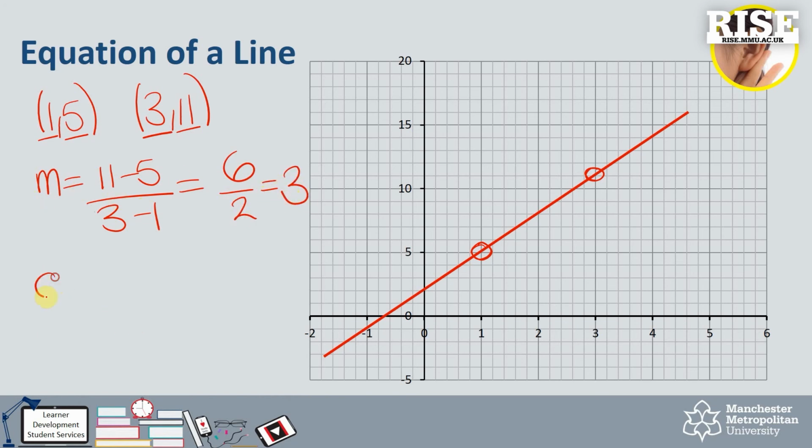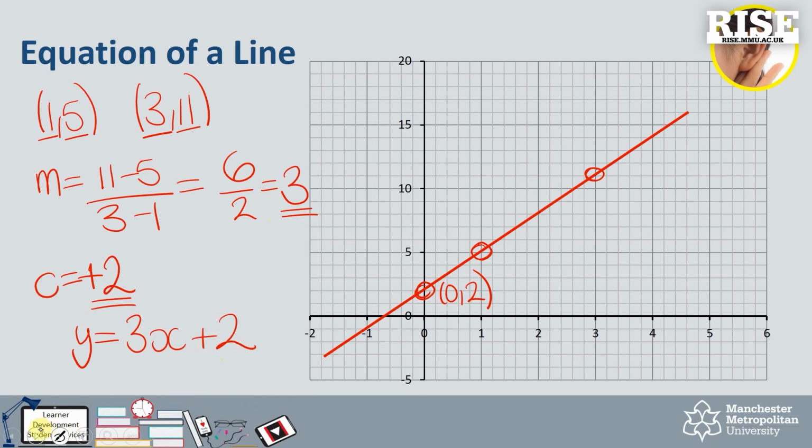My y-intercept, which is my c value, is where it cuts across the y-axis. I can see it goes through at 0, 2. So my c is plus 2. Therefore, the equation of my line is y equals 3x plus 2. Let's try one more.